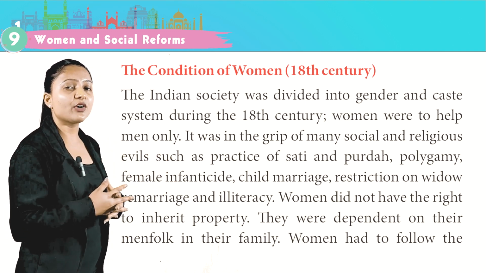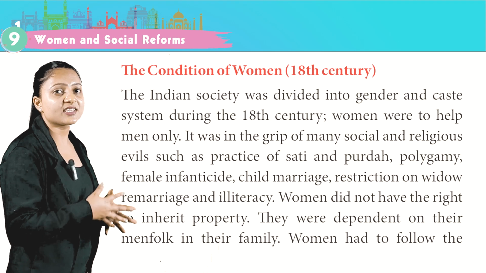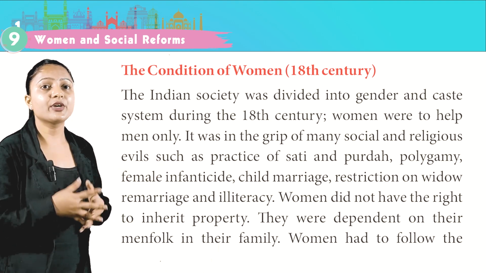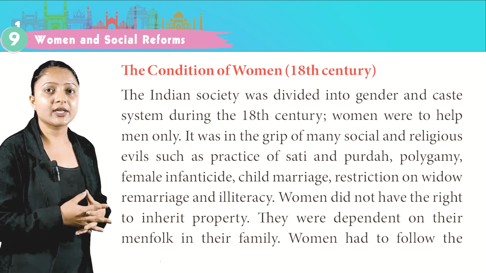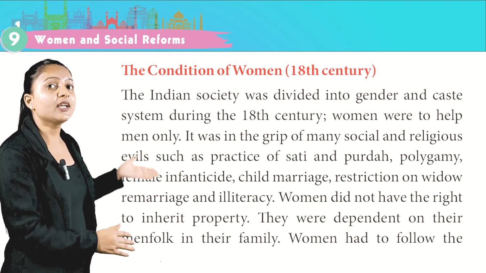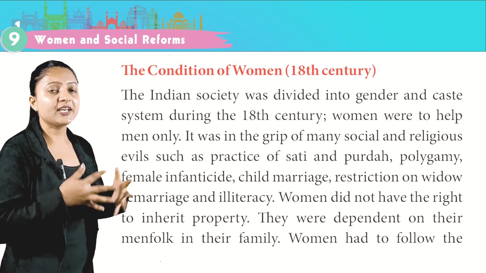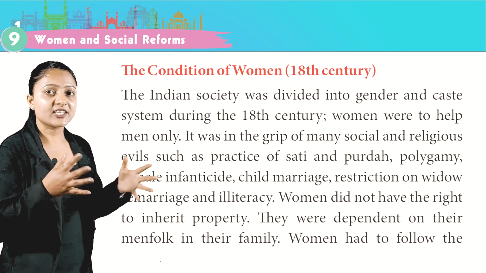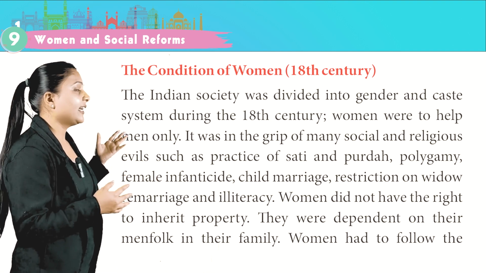The Indian society was divided into gender and caste system during the 18th century. Women were to help men only. It was in the grip of many social and religious evils such as the practice of sati, the parda, polygamy, female infanticide, child marriage, restriction on widow remarriage, and illiteracy.